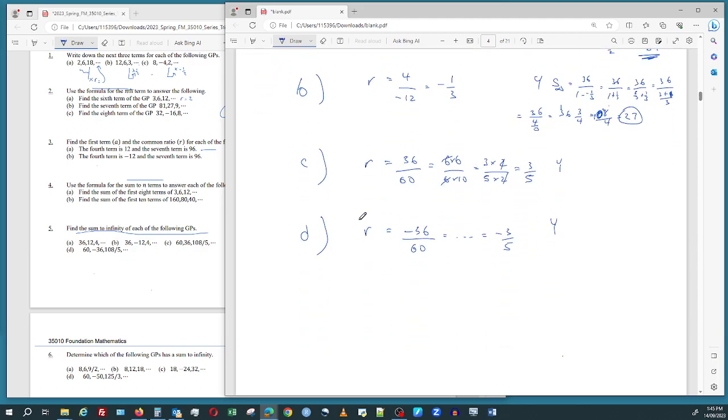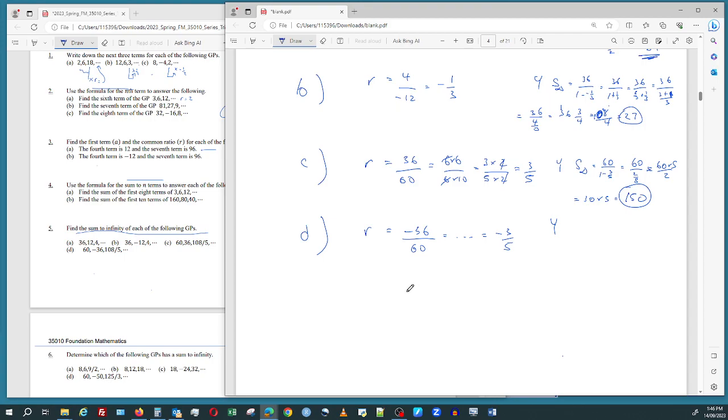Alright, so for this one here, our first term is 60. So our infinite sum is going to be 60 divided by 1 minus 3/5, which is 60 divided by 2/5, which is 60 times 5 divided by 2. I'll flip them upside down. Well, 60 divided by 2 is 30, times 5 is 150. Okay, so 150. So that looks good. So that's the infinite sum of C.